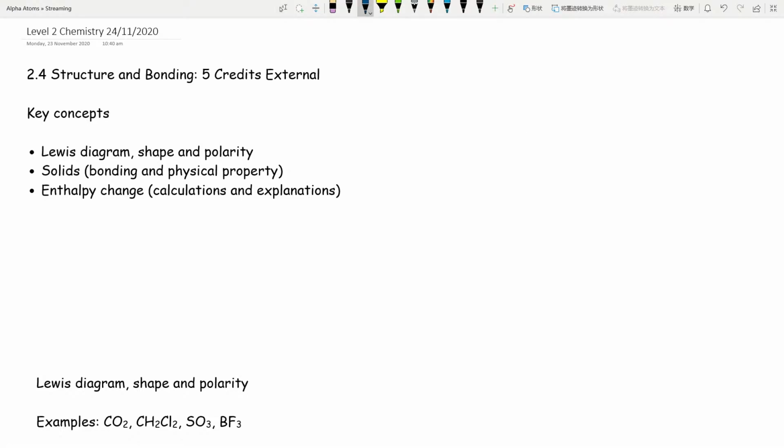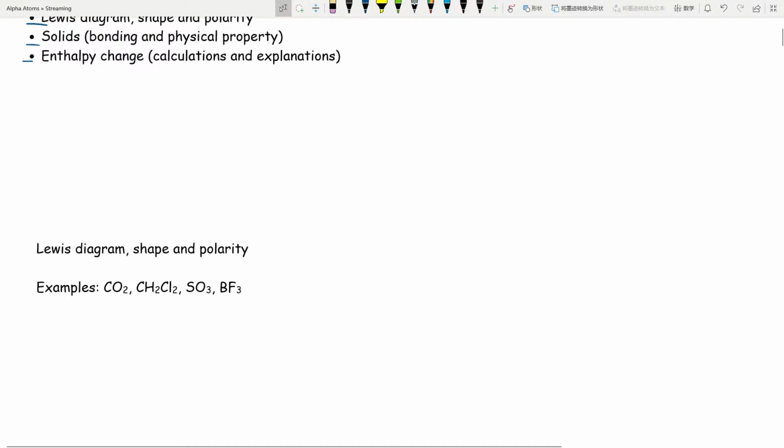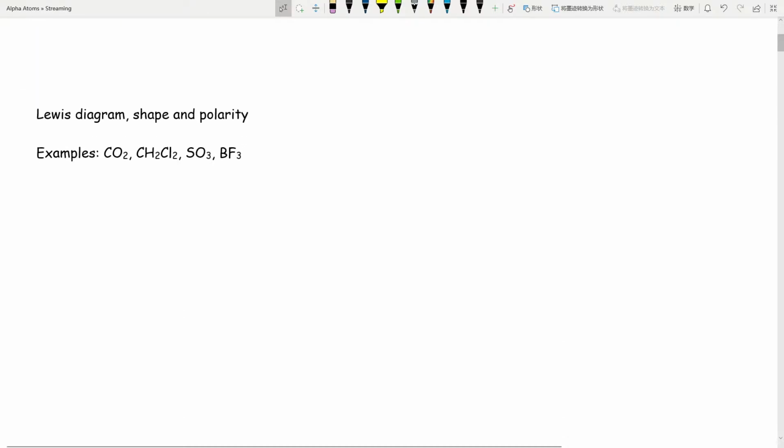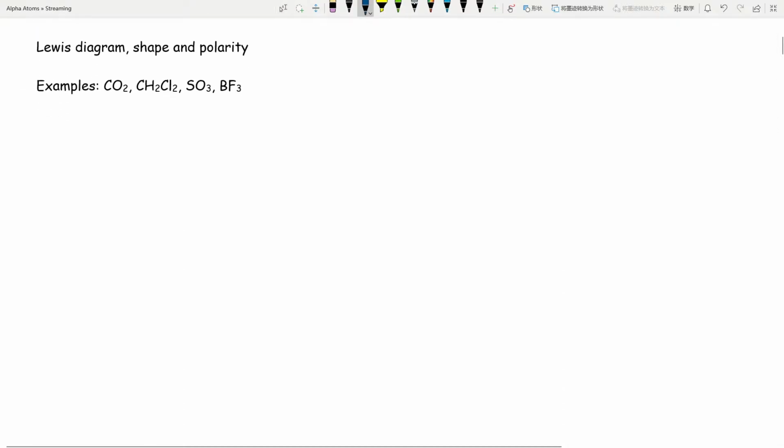So it's 5 credit externals, and you can pretty much break this section down to 3 big questions. You've got Lewis diagrams, shapes and polarity. You've got solids, which is probably the most boring part of the entire chemistry course, and then you have the enthalpy change, which is just calculations and explanations. Okay, so let's get started with Lewis diagrams, shapes and polarity. I've got some examples here, and I'll go through them one at a time.